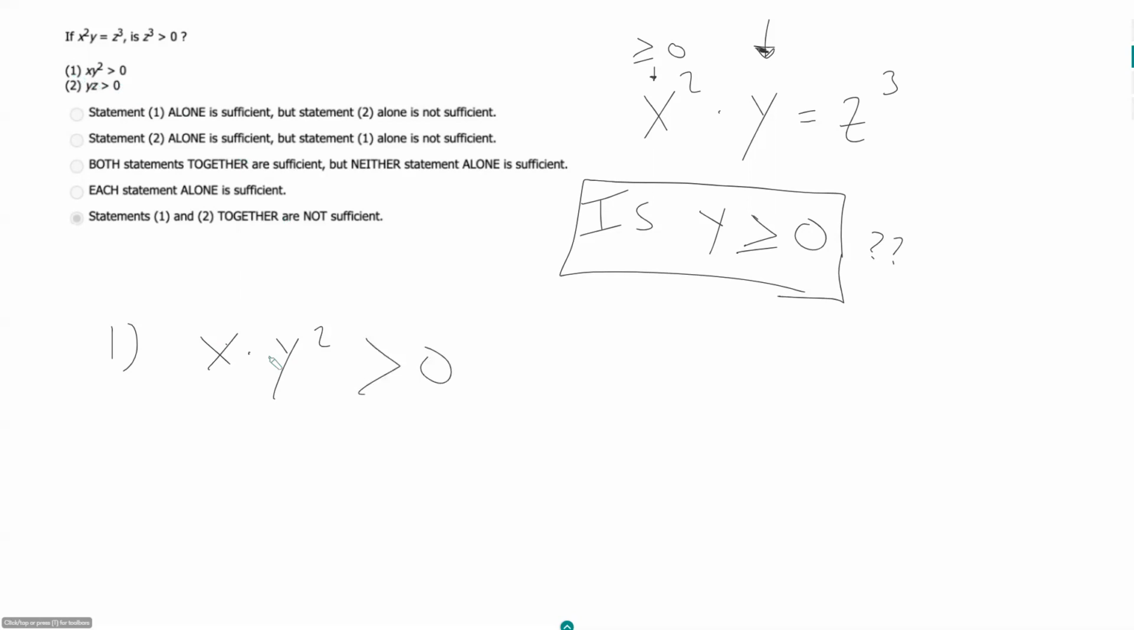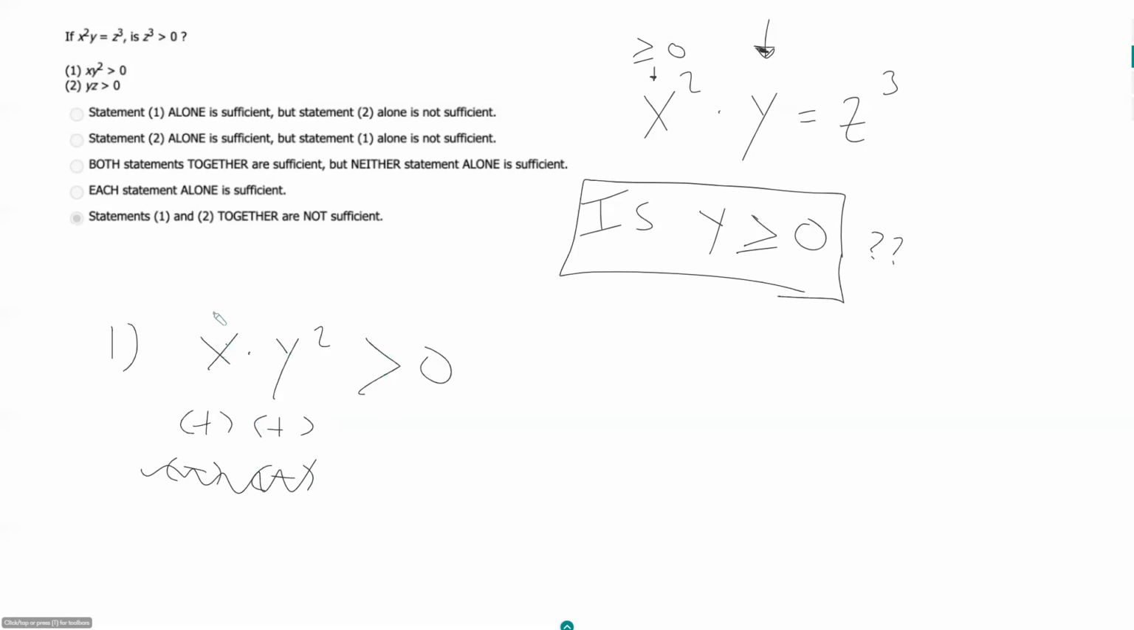Statement 1 says x times y squared is greater than 0. So we're multiplying two things together and we get some value that is greater than 0. There are only two ways to do that: either we have two positive numbers or we have two negative numbers. However, y squared cannot be negative. That's not possible, so this option is not possible.